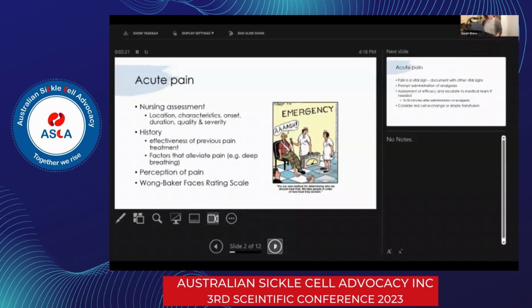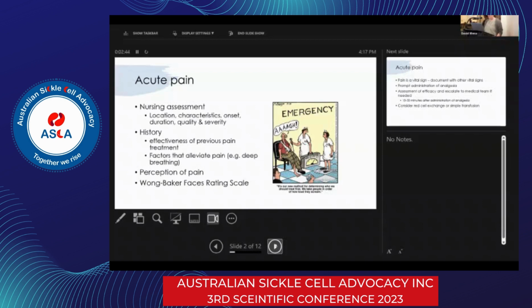And we still use the Wong-Baker faces rating scale, which is the scale of little smiley faces to the very unhappy smiley face at the end, to evaluate people's level of pain. Even though that was originally created with children, it's very effective in adults. We all relate to those kind of facial images in determining the degree of pain that they might have.